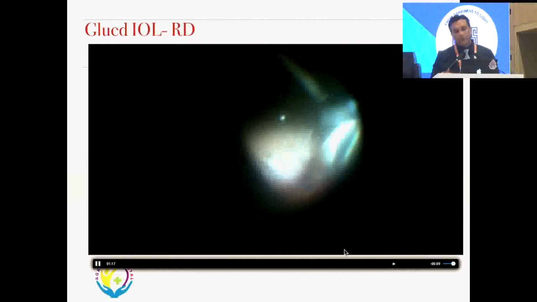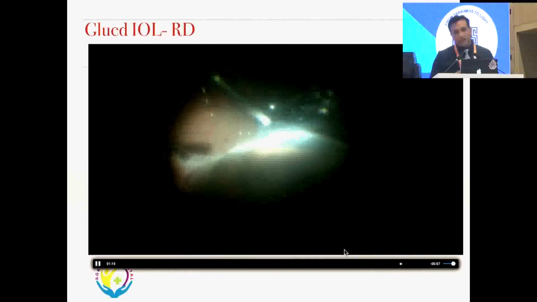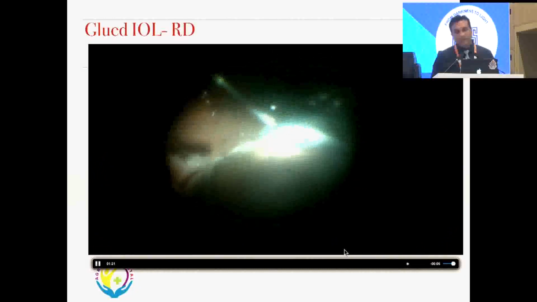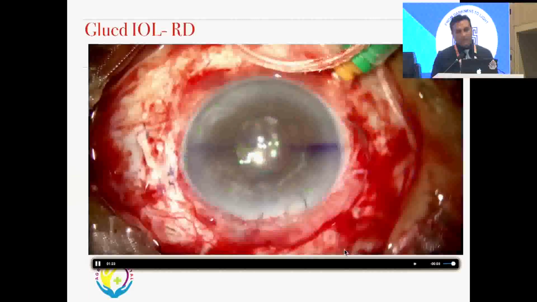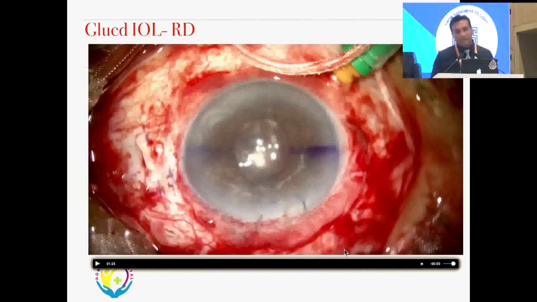The whole process of the main surgery was done after this. This was a retinal detachment with the anterior PVR. Everything is being done under centration, and this is the final view under air. And you can see there is no air in the AC. The IOL is well centered. So this is the beauty of this technique.